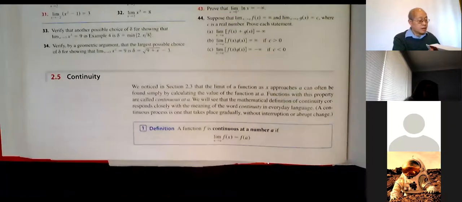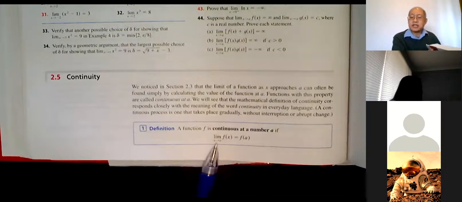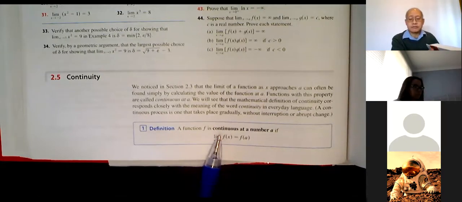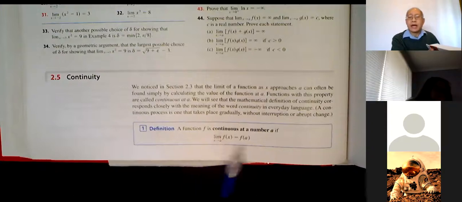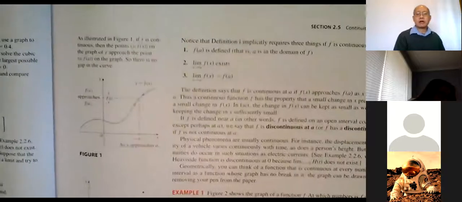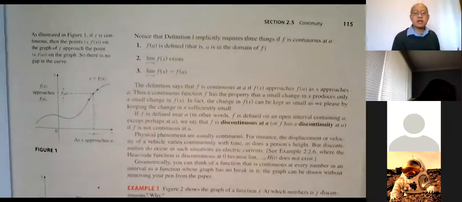The other thing I notice is that the two-sided limit has to exist. So if the limit does not exist, that's automatically a condition where the function is not continuous. And then, of course, the limit and the function have to match. I'll just show you this very quickly, and then I'll stop. This is the top of page 115.